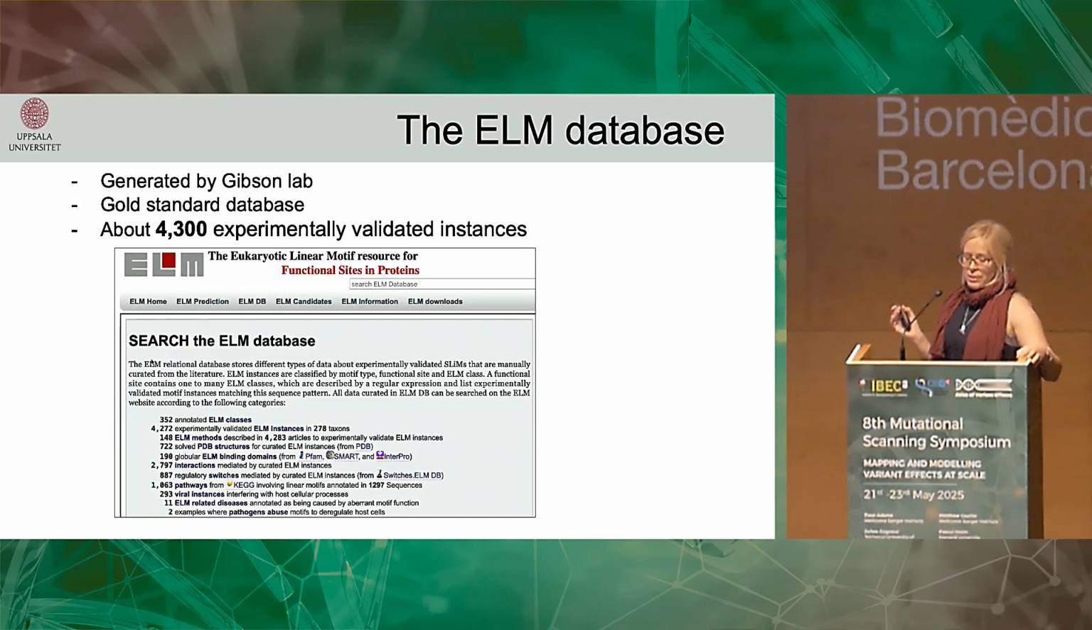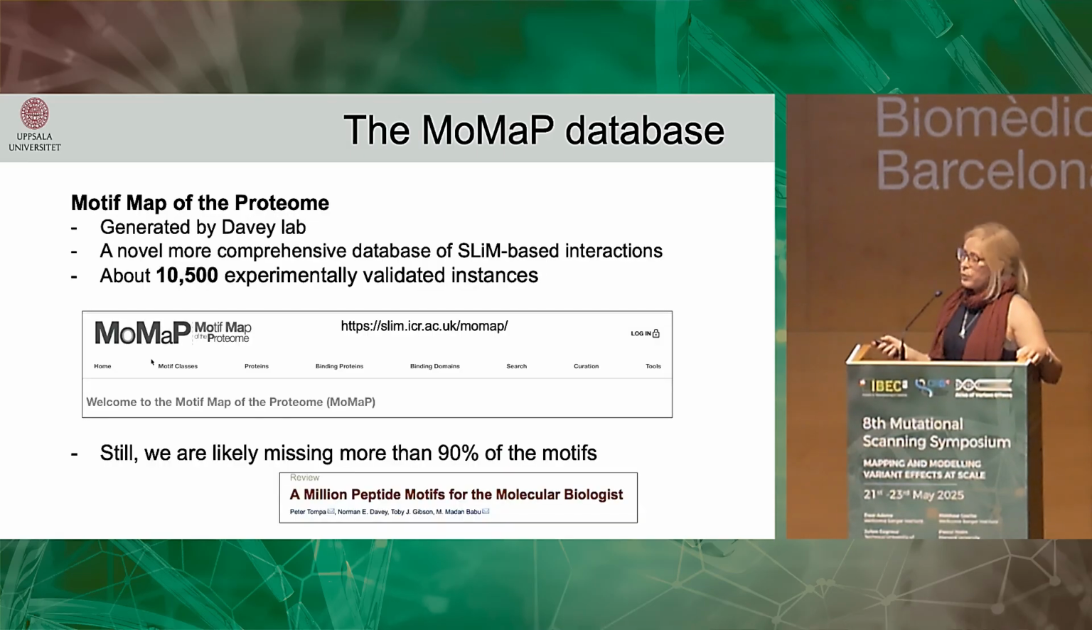If we look at the databases today, the gold standard database is the Eukaryotic Linear Motif database, which contains about 4,300 interactions. Now, this is a wonderful database, which is a gold standard for the field, but it does have a limitation in that it's not very comprehensive. So what we have been doing lately, together with Norman Davey, is to build a new database, which we called the motif map of the proteome. When I say we, I mean that Norman built the database and that my lab contributed with curating a lot of information. I think I am a little bit crazy, so I think I went through about 1,000 papers myself. Things that you can do when you're bored, right?